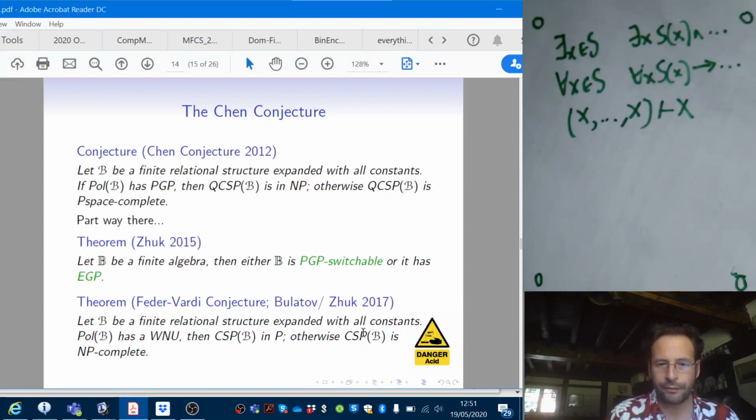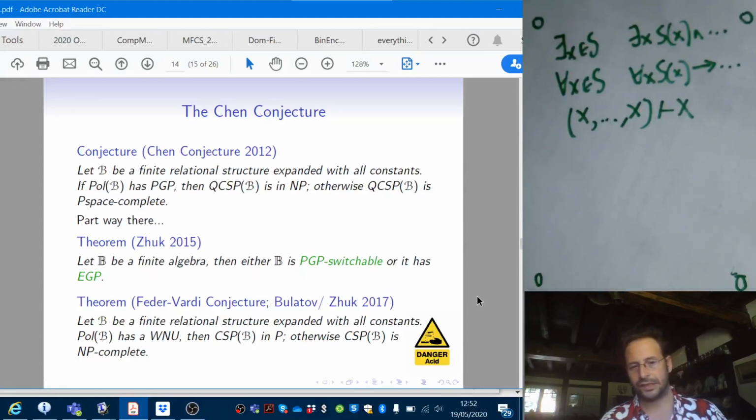And actually, a number of things have happened that really move us much closer to the Chen conjecture and seem to be suggesting more and more that it would be true. Zhuk proved in 2015 that there is indeed a dichotomy between PGP and EGP. And in fact, all of the PGP cases are witnessed by this thing we saw on a previous slide called PGP switchability. So that was a great step forward. And then a huge step forward was the resolution of the Feder-Vardy conjecture, independently by Bulatov and Zhuk.